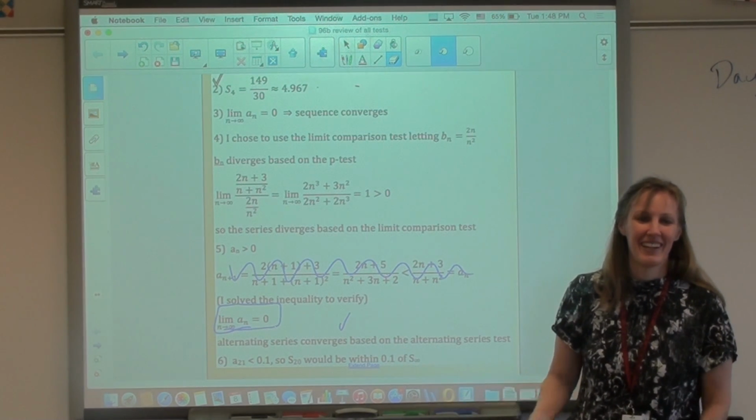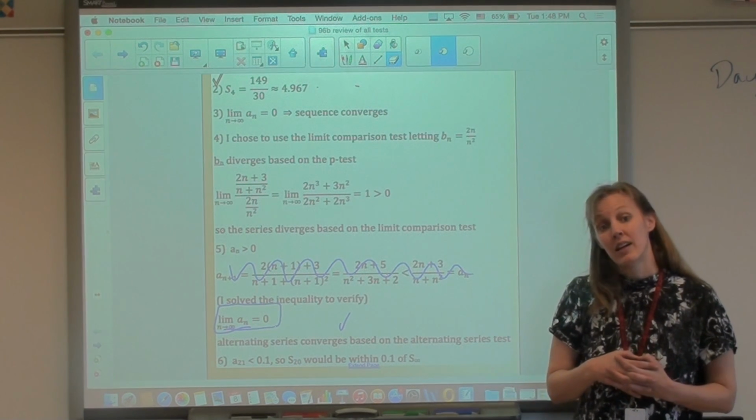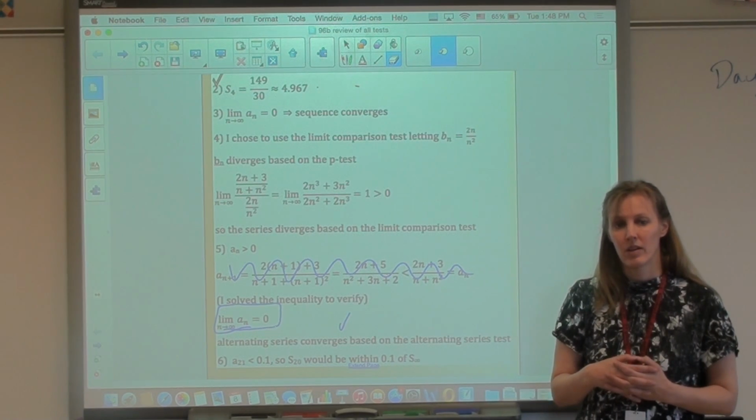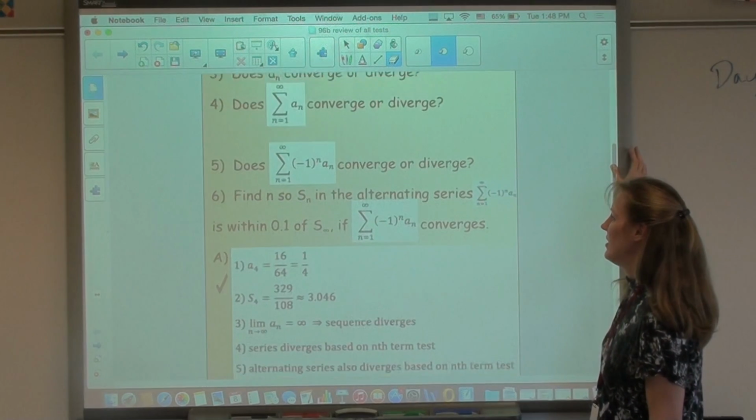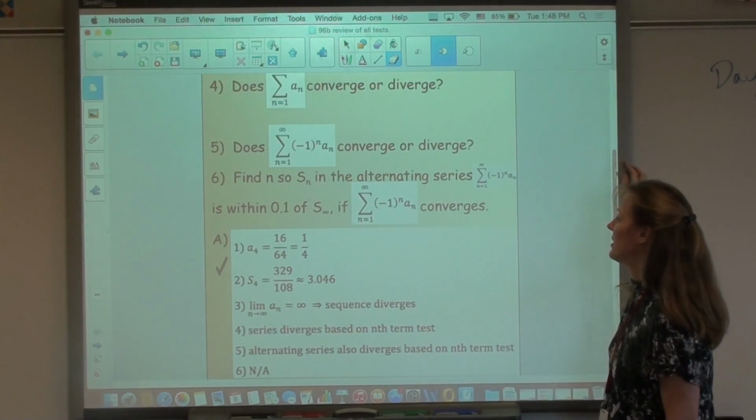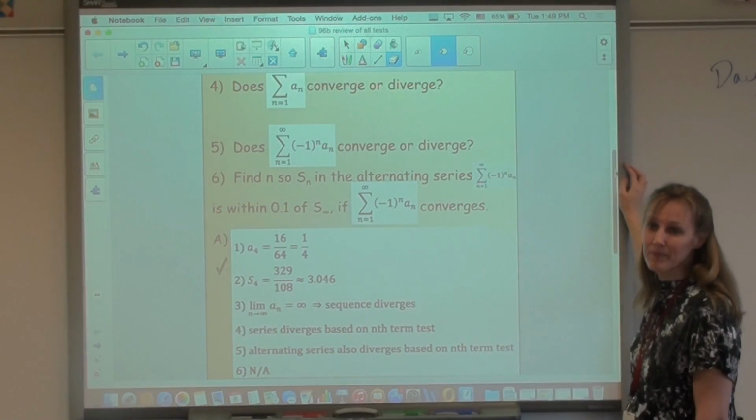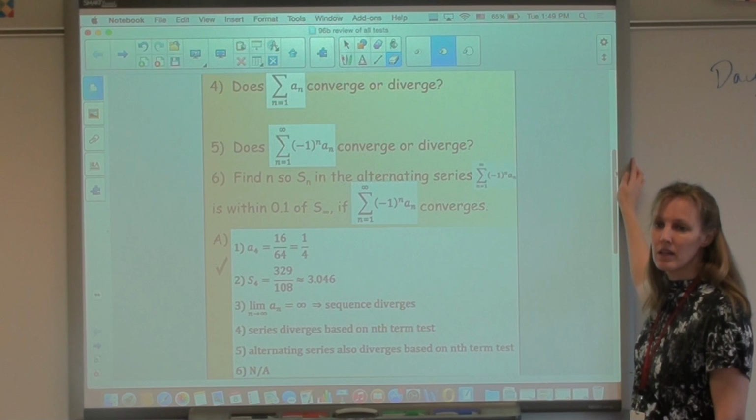Yes, Doug? If you're just supposed to write down the n on this one instead of writing s sub 20, would you put down 20 or 21? Let me see exactly what it asked for. It said, find n so that s sub n in the alternating series is within 0.1, so your n would be 20. Okay.